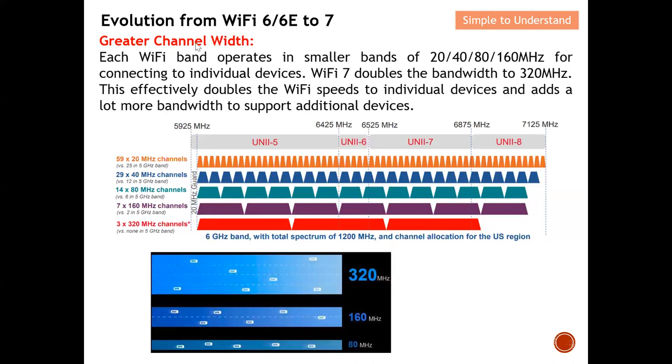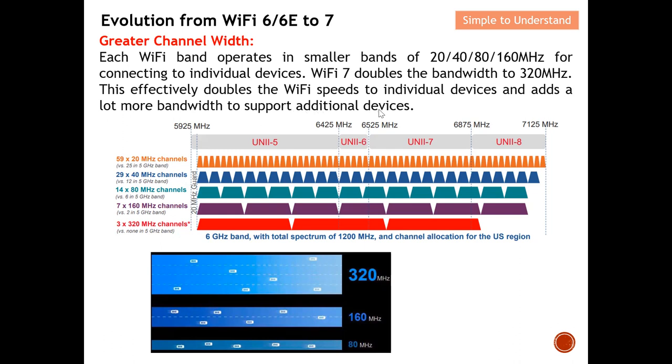Next, on the greater channel width. Wi-Fi bands operate in smaller bands, either 20, 40, 80, or 160 megahertz, for connecting to individual devices. These are all from Wi-Fi 6, where the maximum channel width is 160 megahertz. Wi-Fi 7 doubles the bandwidth to 320 megahertz. This effectively doubles the Wi-Fi speeds to individual devices and adds a lot more bandwidth to support additional devices.